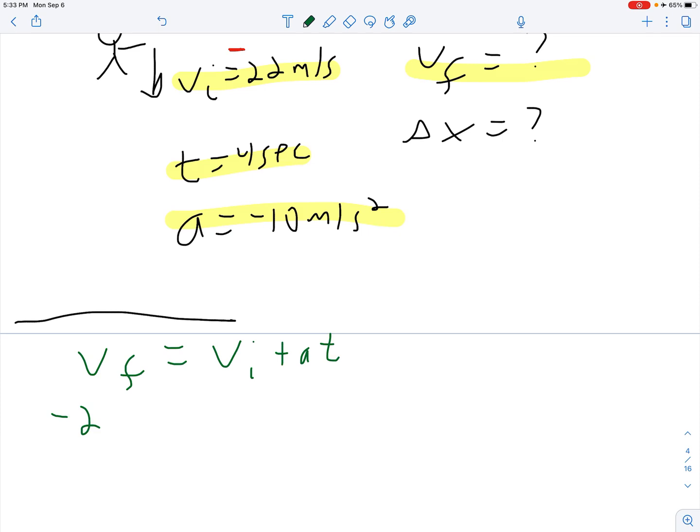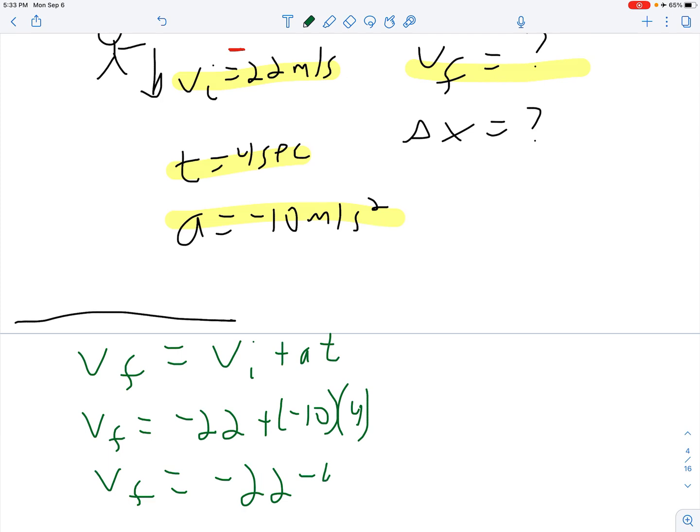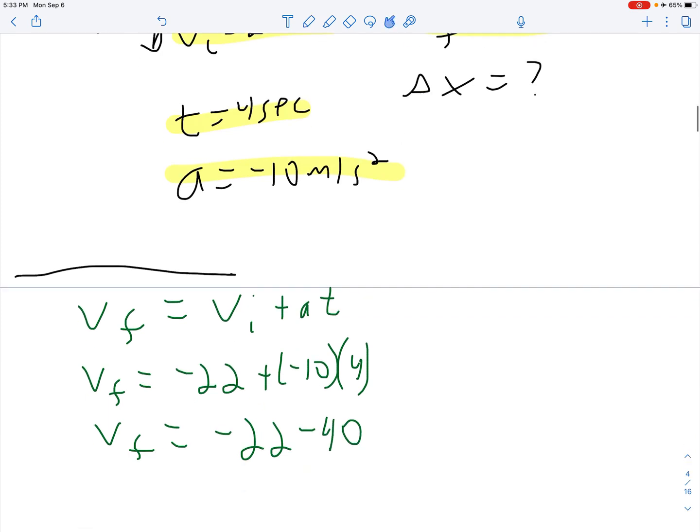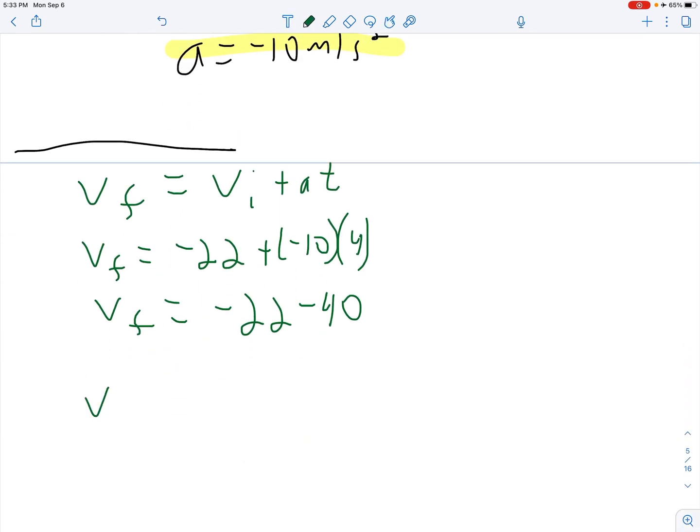Okay, so I get -22. Oh, sorry, this is my question mark. So I get VF equals -22 plus -10 times 4. Well, that seems pretty easy. I get -22 minus 40, which is a final velocity of -60, not 2, -60. Yeah, there we go.